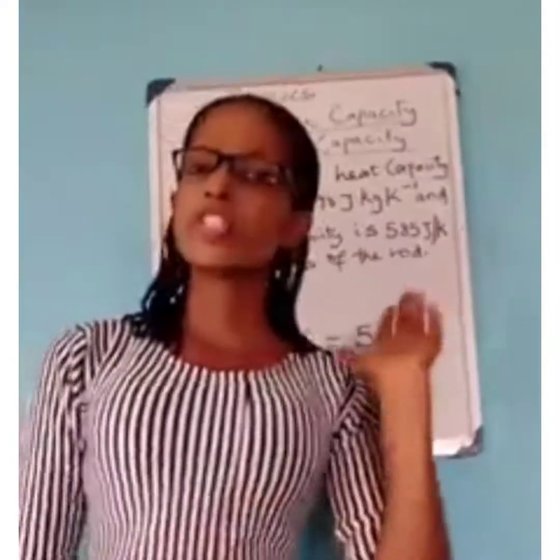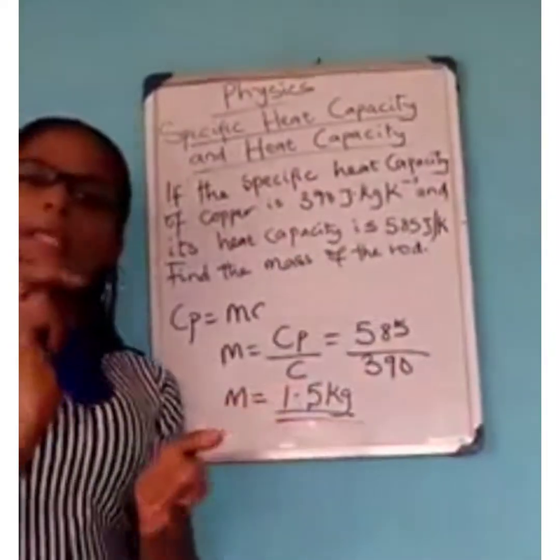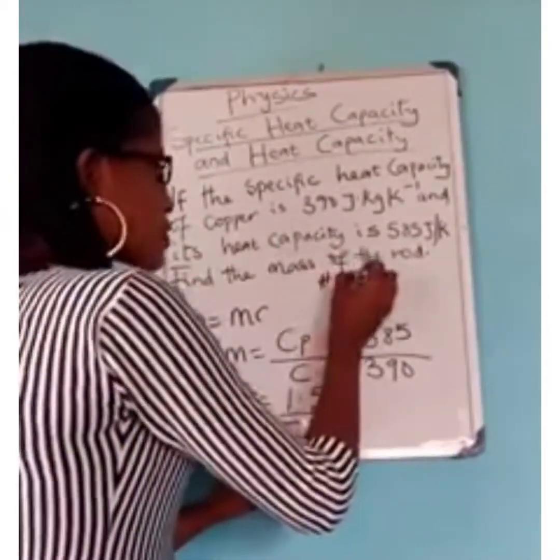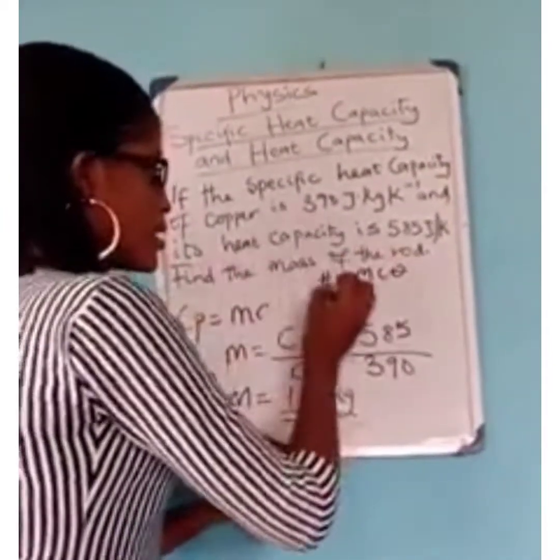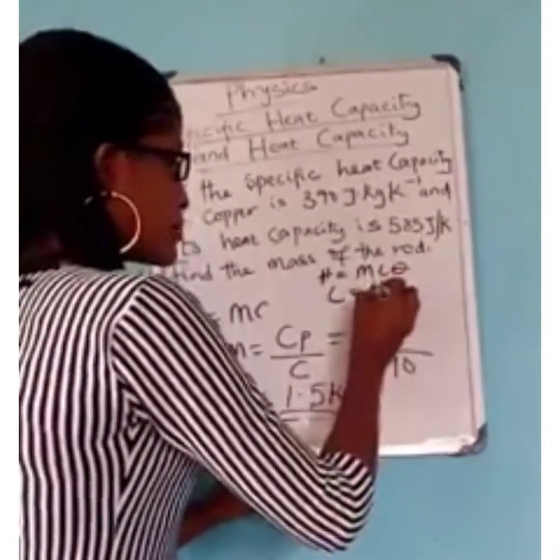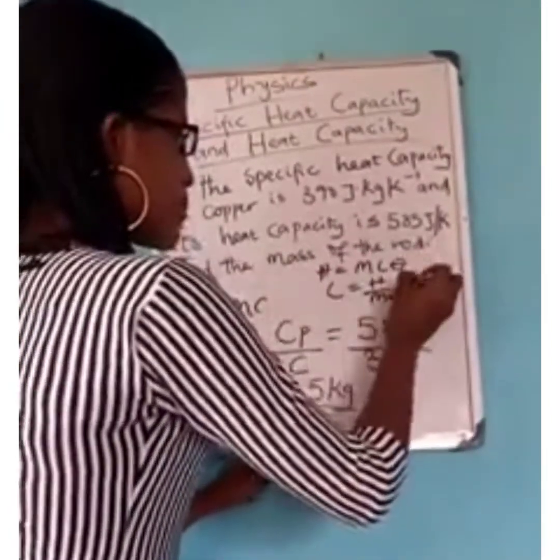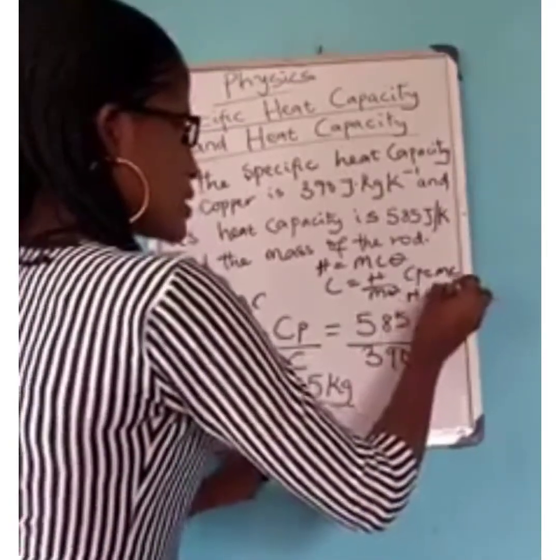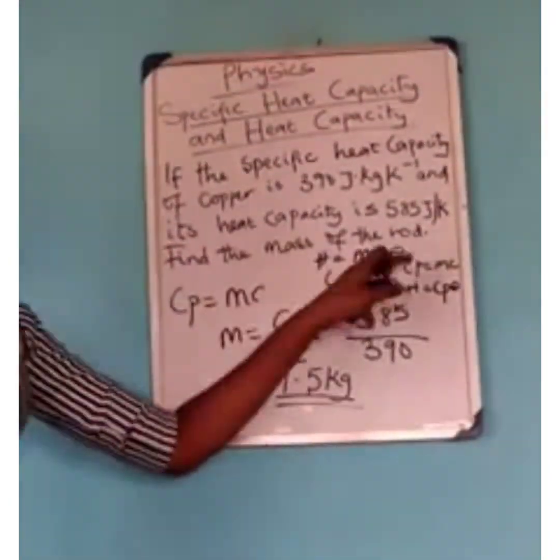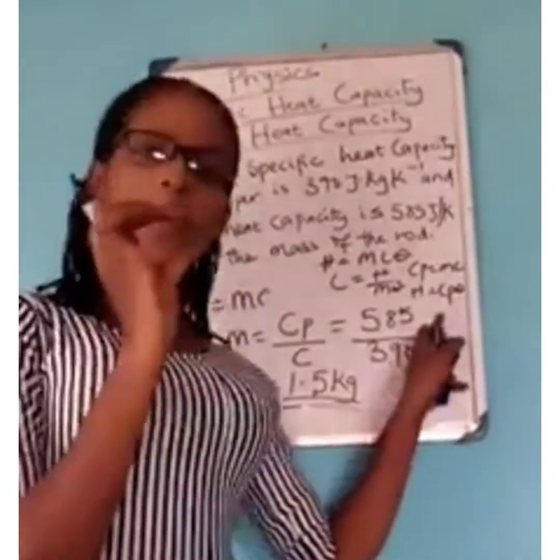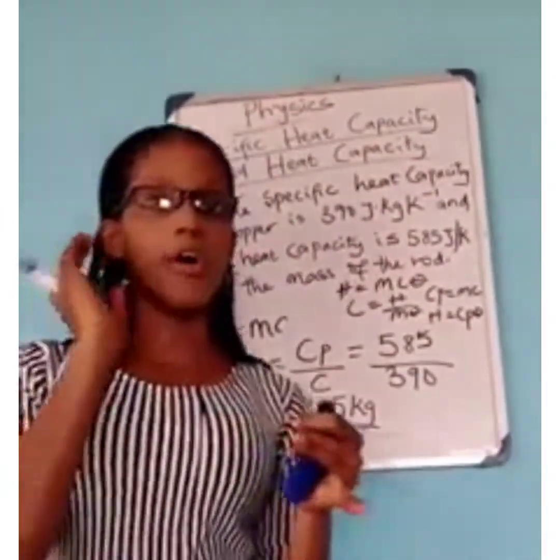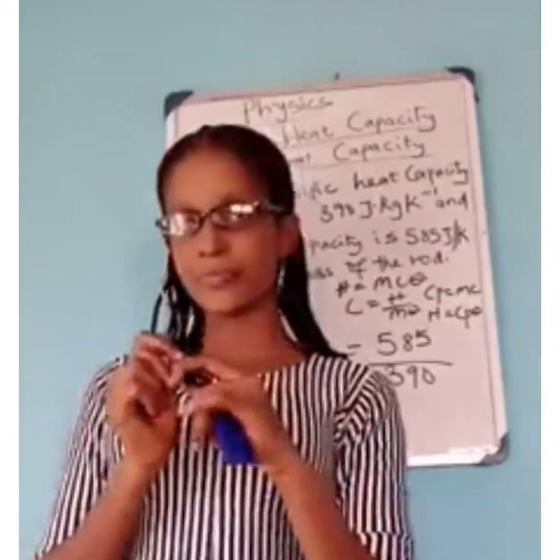So you can see, to solve this, you have to be familiar with the formulas. The one that states H equals mc theta, C is equal to H over m theta, Cp is equal to mc, and H is equal to Cp theta. These are the 4 important formulas which you shouldn't forget while solving problems on specific capacity and heat capacity.